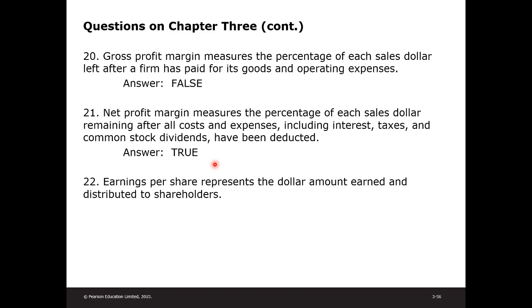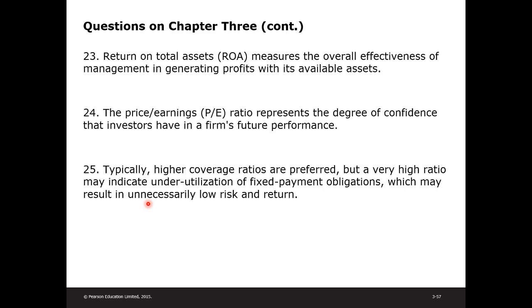Okay. Next question. Earnings per share represent the dollar amount earned and distributed to the shareholders. Okay, that's false. Why? Because the dollar amount earned and distributed to the shareholders is called dividends, not earnings per share. Okay. Next one. Return on total assets measures the overall effectiveness of the management in generating profit with its available assets. That's true. Okay. The price earnings ratio, or the PE ratio, represents the degree of confidence that investors have in the firm's future performance. That's also true.